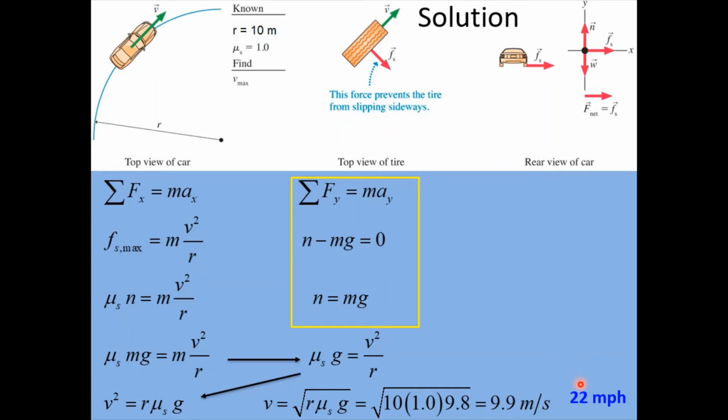And obviously, this answer would change if the road is wet. So during rain, for example, one reason you need to slow down is the coefficient of friction is certainly going to be reduced because of the slippery road, and therefore this speed is going to be considerably less.